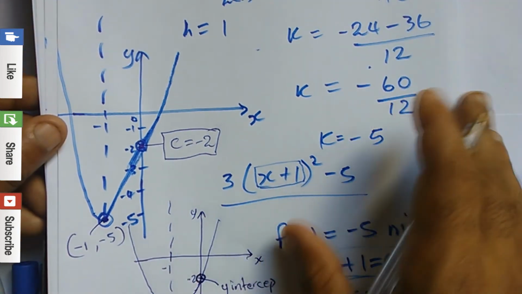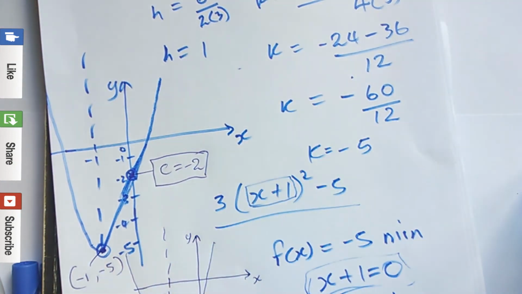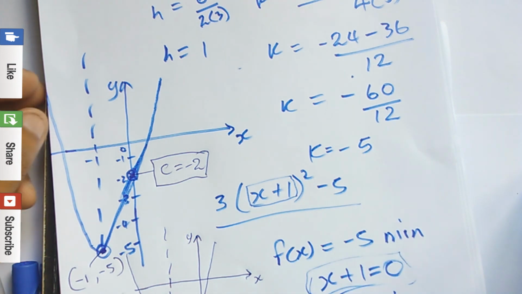So hopefully you're understanding what I'm saying pertaining to the sketching of the graph and completing the square. So I think that's it for completing the square.